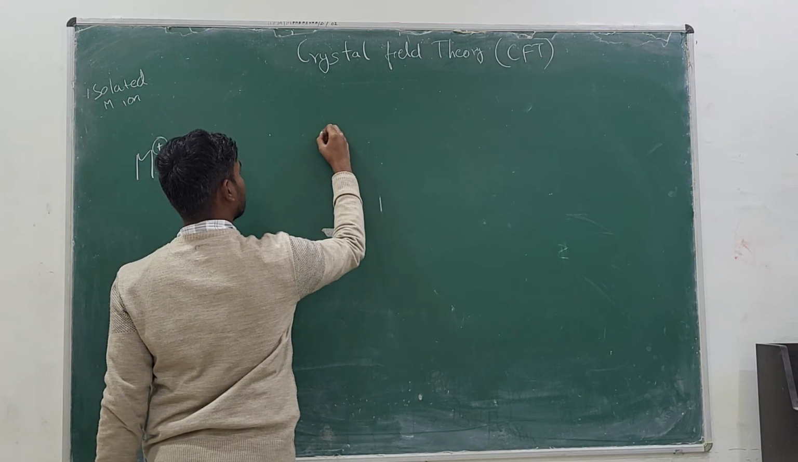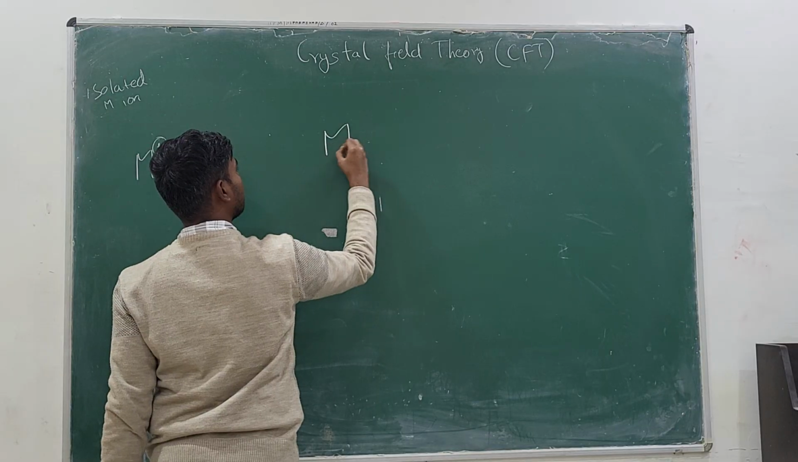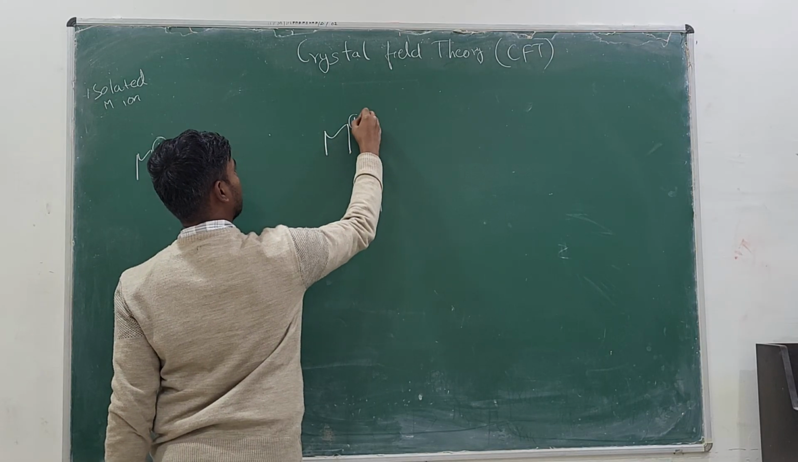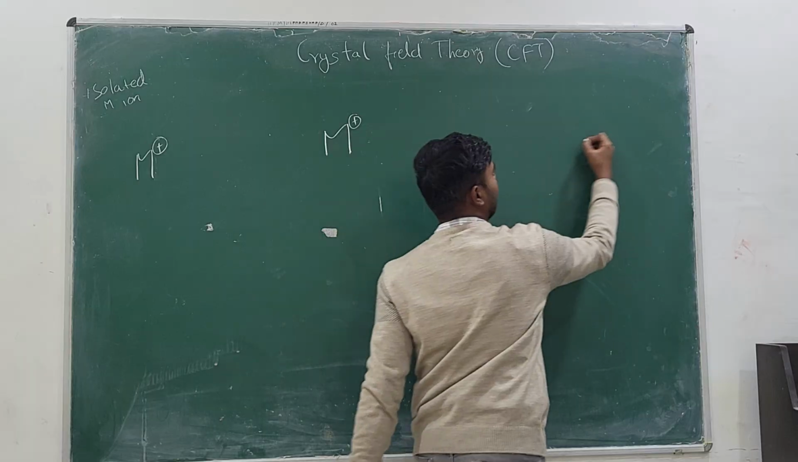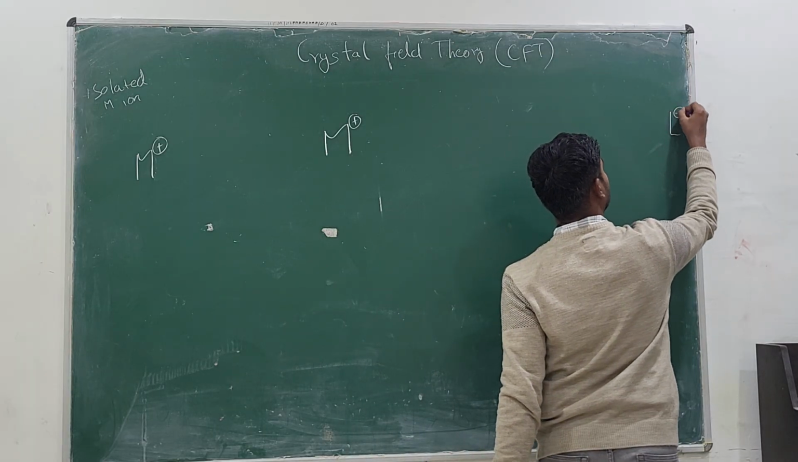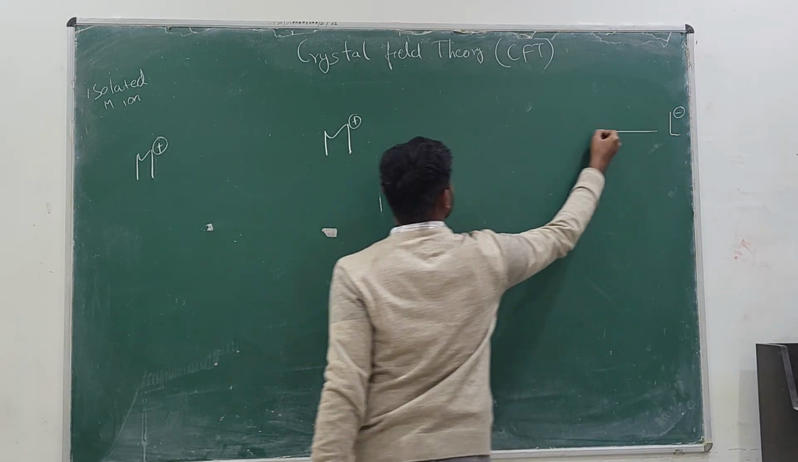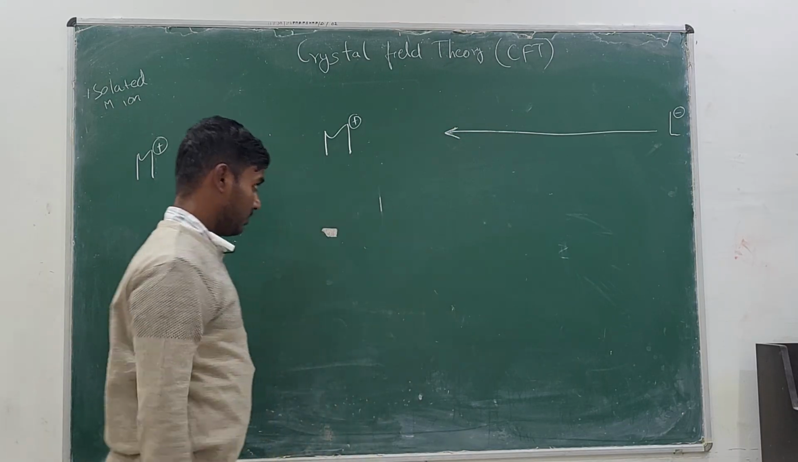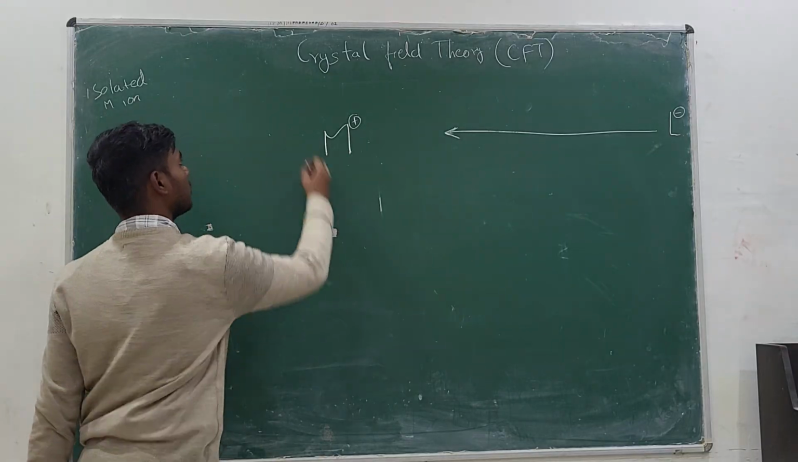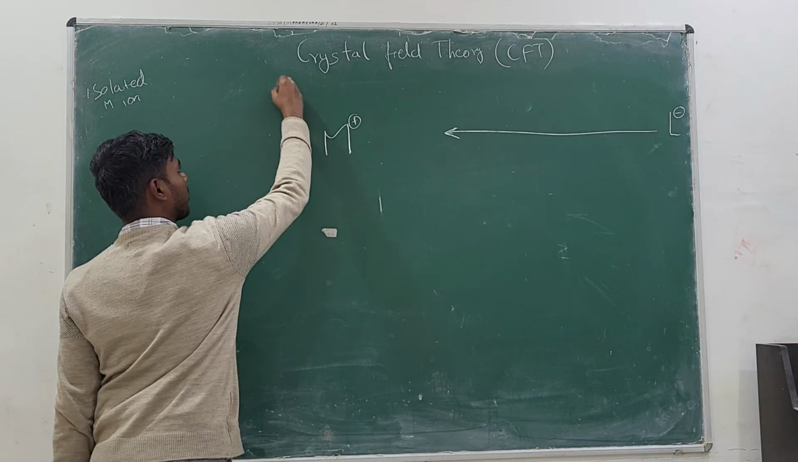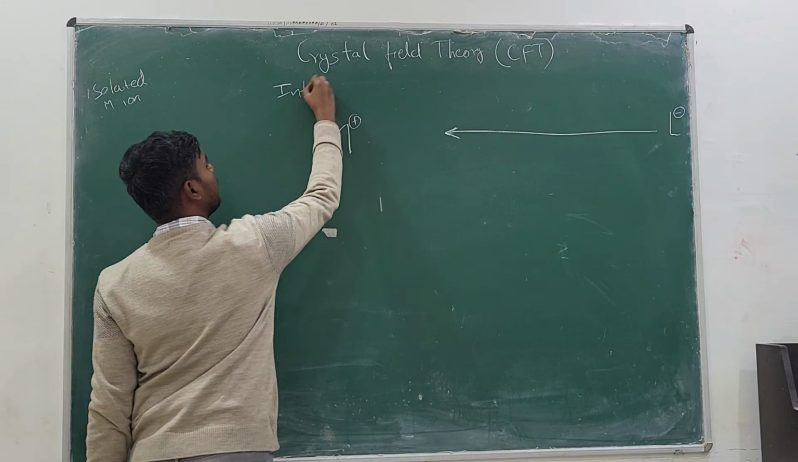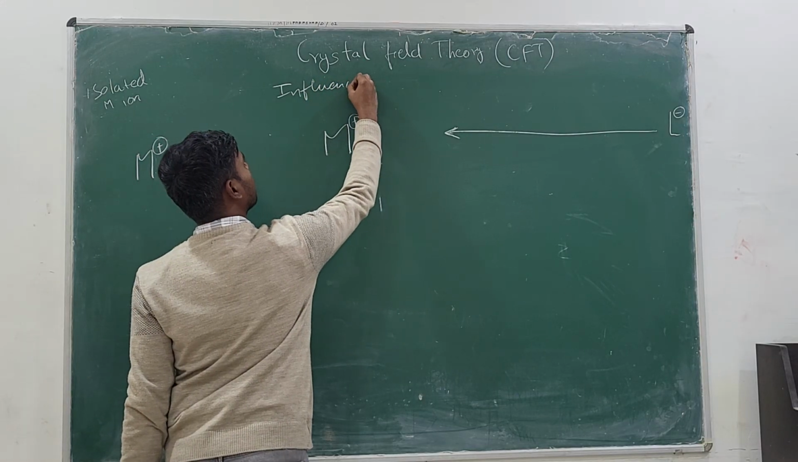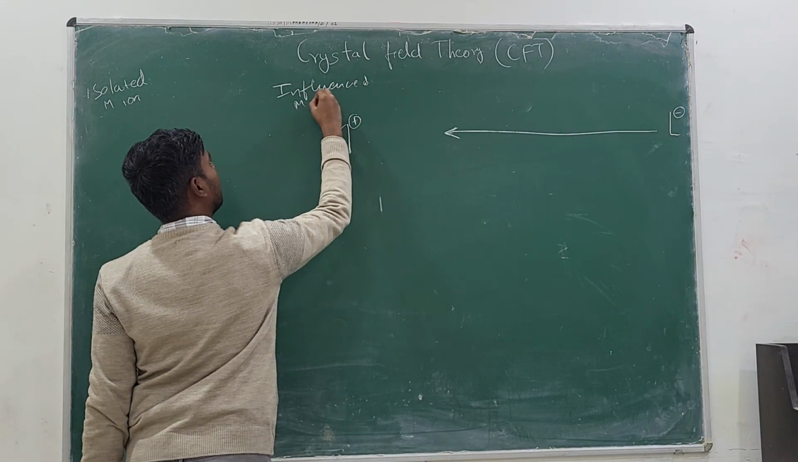Now let's consider the same metal ion in the influence of ligand. Our ligand is approaching this metal ion from far away. Let's call this the influenced metal ion.